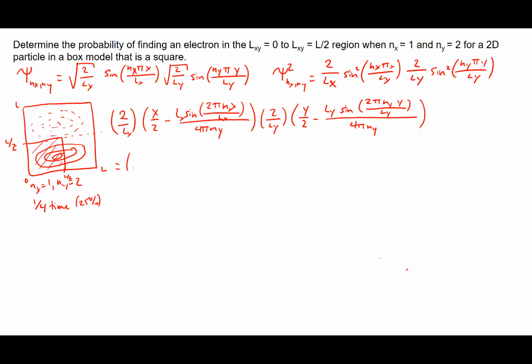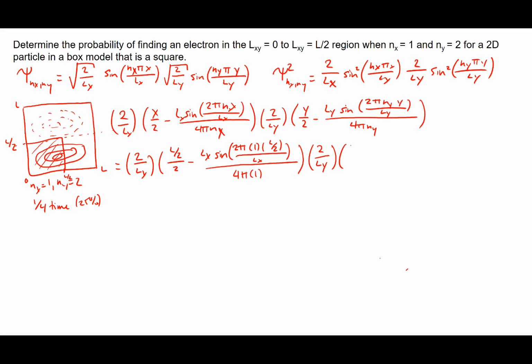So we have 2 over Lx times x, which in this case is L over 2, minus Lx times the sine of 2 pi times 1, because nx is equal to 1, times x, which is L over 2, over Lx, over 4 pi times 1. That's multiplied by 2 over Ly times L over 2, because y is equal to L over 2 as well, minus Ly times the sine of 2 pi times 2, because ny is equal to 2, times L over 2 over Ly.